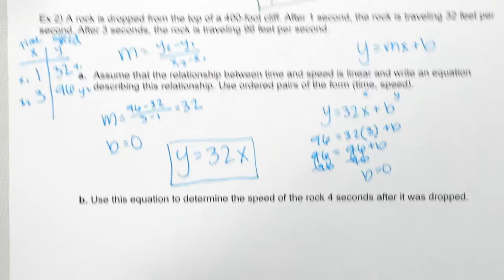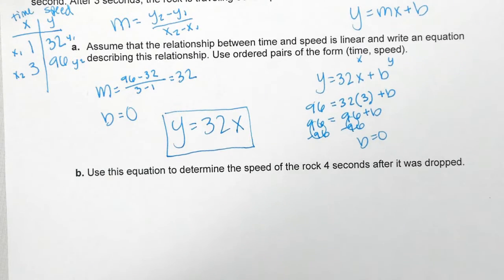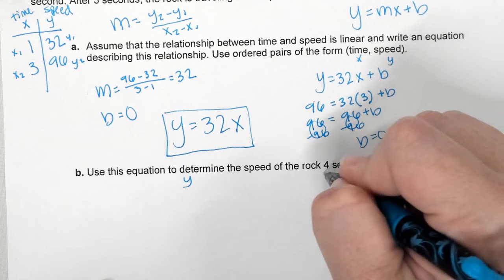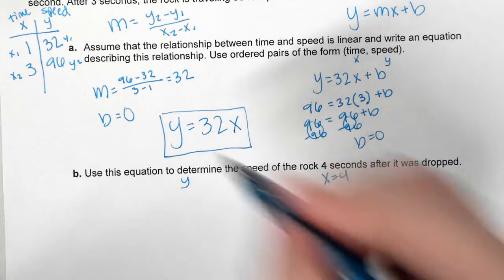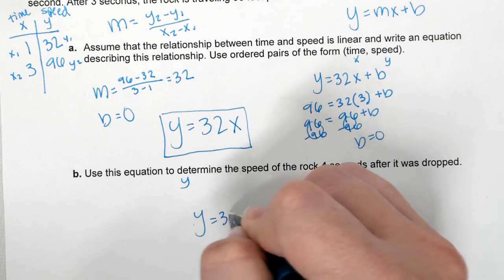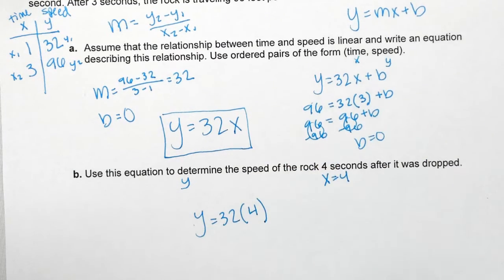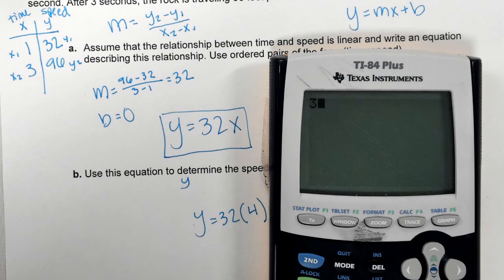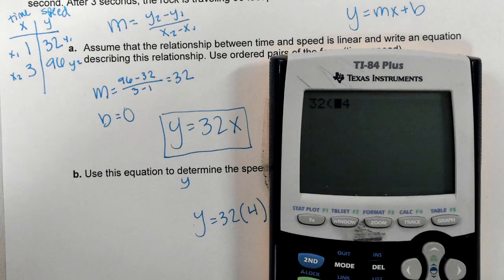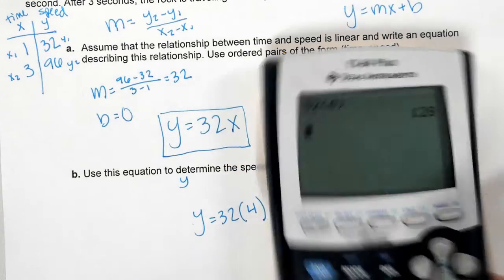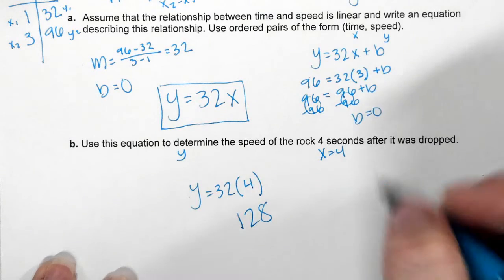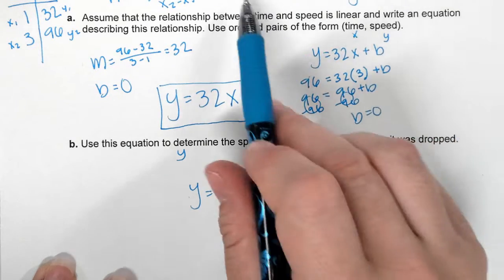So it says use the equation to determine the speed of the rock. Speed is your y after 4 seconds. So x equals 4. So we're going to plug in y equals 32 times 4. And if you type that in your calculator, I get 128. And when we label that, your speed was labeled feet per second.